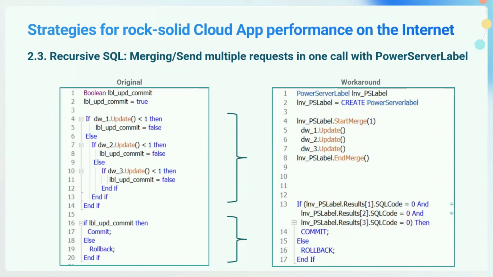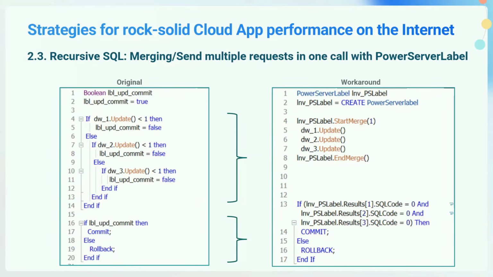PowerServer allows us to group these update function calls or SQL statements into a single request. We start the grouping process with the startMerge function, where we can add parameter 1. This parameter is the stop mode, which tells the app to stop executing the remaining SQL scripts if an error occurs. After placing all the calls that generate SQL statements, we call the endMerge function to close the group.